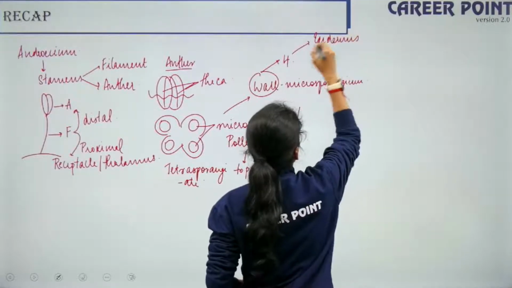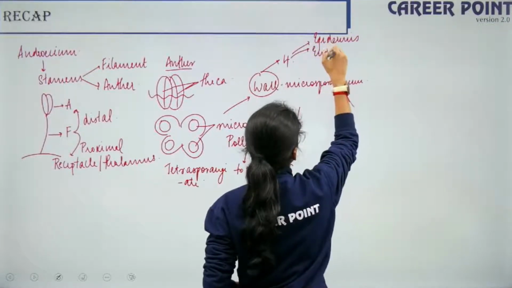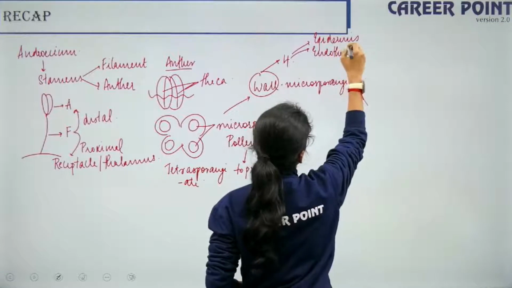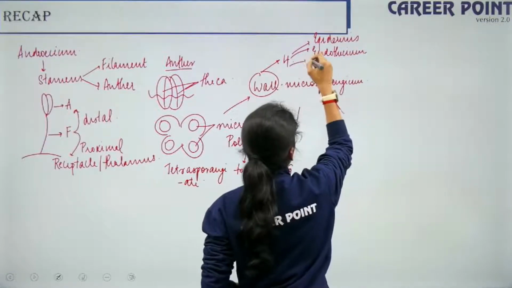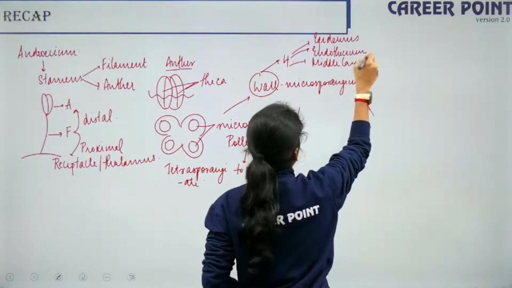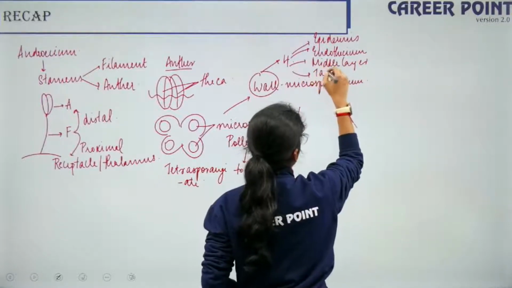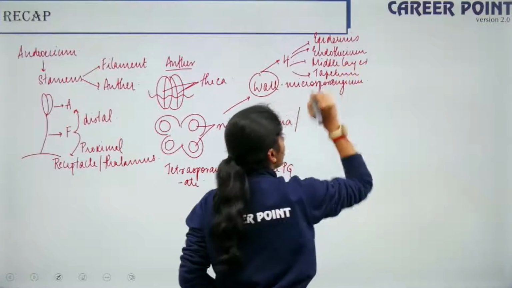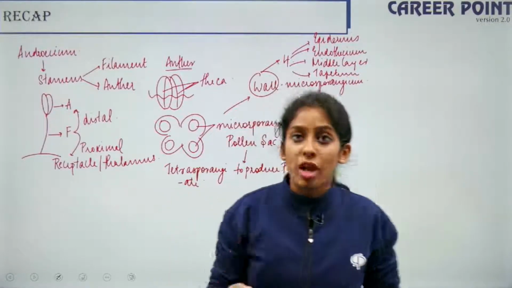The second layer is endothecium, then you have the middle layer, and then you have the tapetum. Right, so these are the 4 layers of the microsporangium.